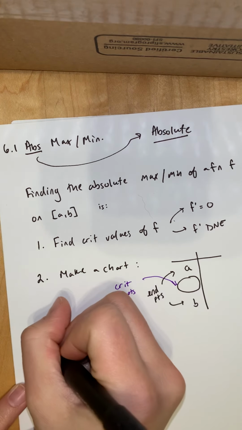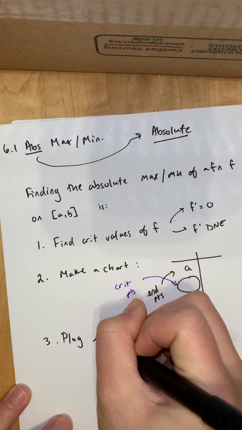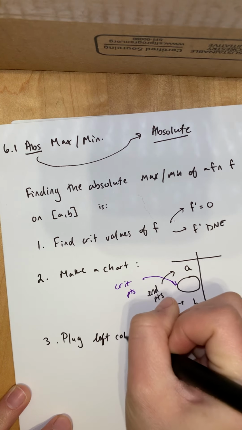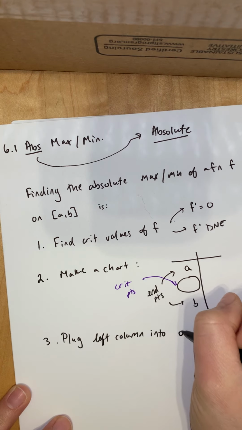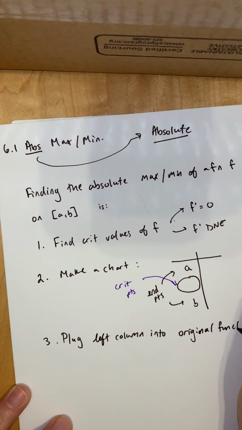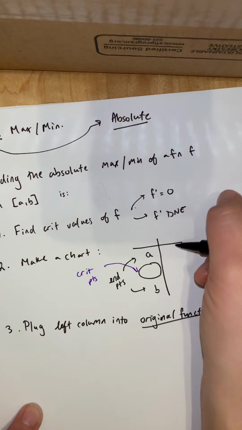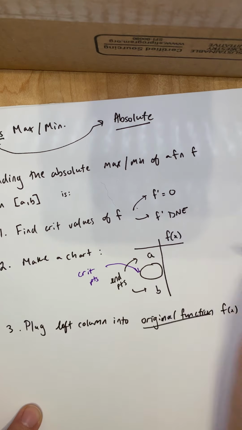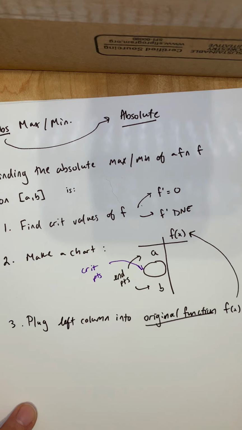Now step 3, we're going to plug the left column into the original function. Again, here we're plugging back into the original function, f of x. Okay, and this is going to give us our right-hand column. So the right-hand column will be filled with values of f of x. Okay.